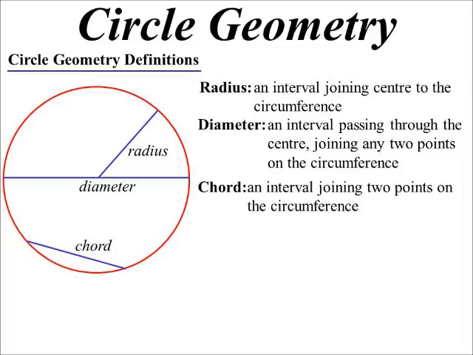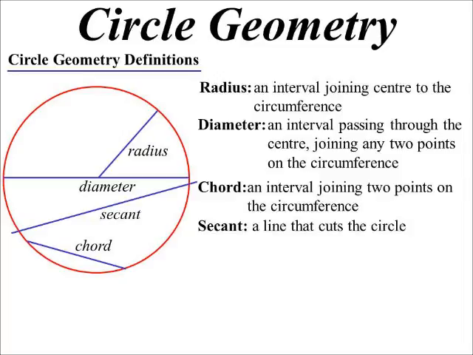A chord is just any interval that joins 2 points on the circumference. So a diameter is indeed a chord, but it's a special one that passes through the centre. But it is still a chord. A secant is a line that cuts the circle rather than just being an interval. So it still goes through 2 points of the circumference, but it extends through the circle. So that's the only difference between a secant and a chord. A chord stops at the circumference.